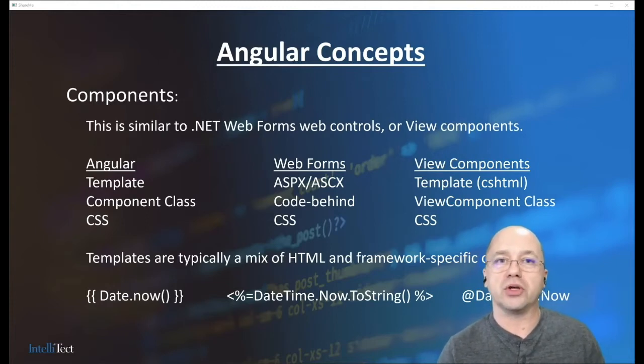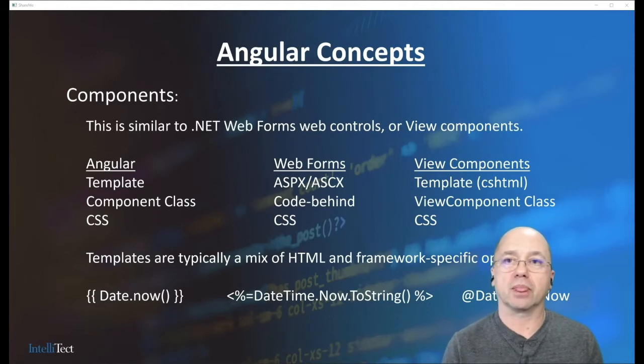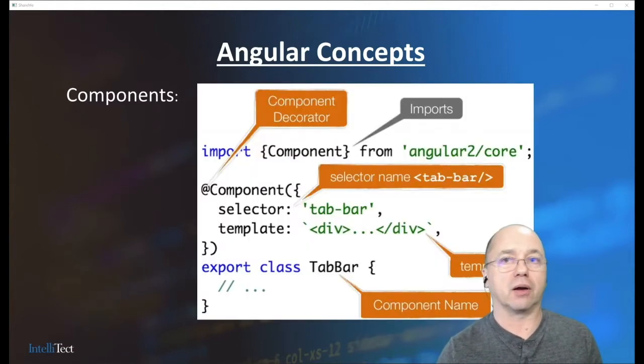These are always in the templates, usually a mixture of HTML and other instructions that come along with the framework to actually interact with the model and that template. So an example down below, in Angular, you'll have the double curly brackets with something like a date now. In web forms, you would have the less than % and then equals date time. And then in a Vue component, you're going to have your @ symbol and then some instructions, things like date now. So that's like that there.